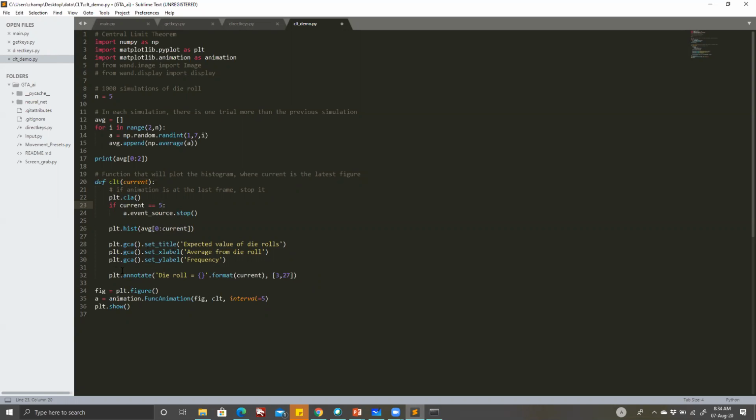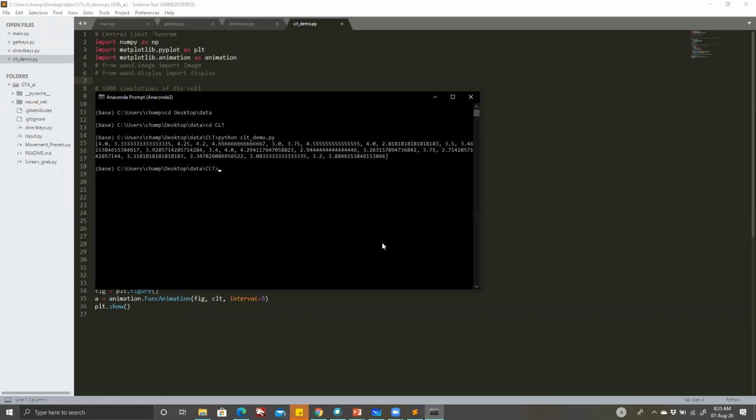And then you just have to plot and annotate how many die rolls. Basically this figure will call this function, and then we will run this function through the animation package, which is provided in Matplotlib anyway. Now we are going to get an animation, which I showed you already. So let me run this. Something will be printed.